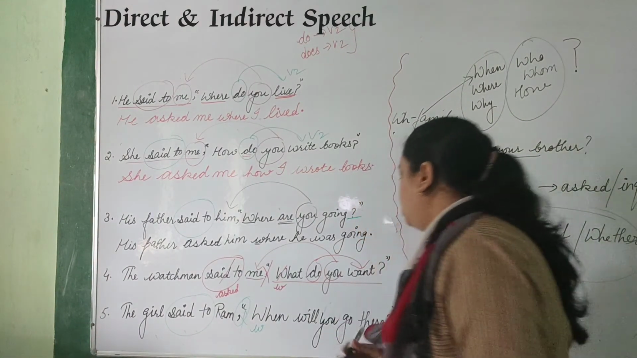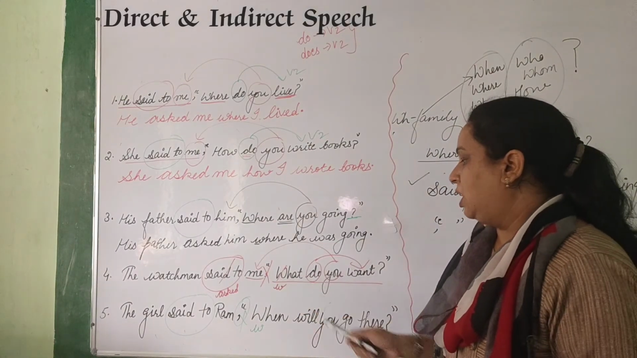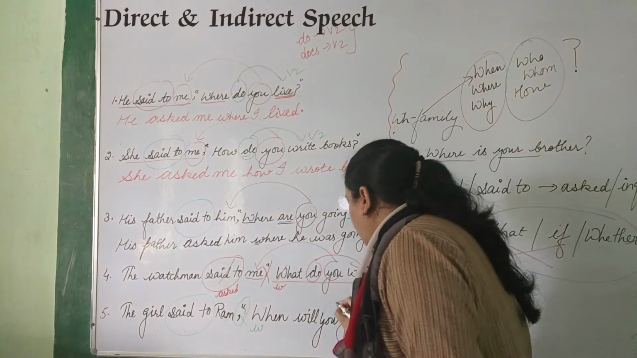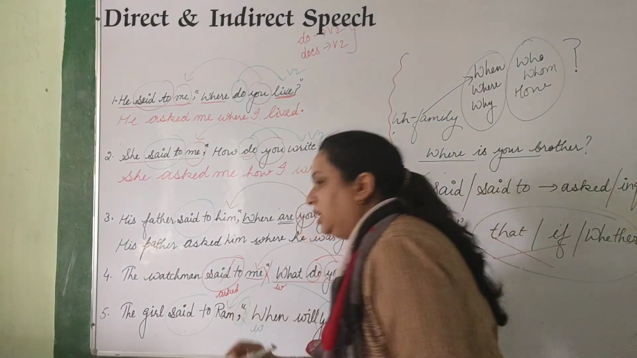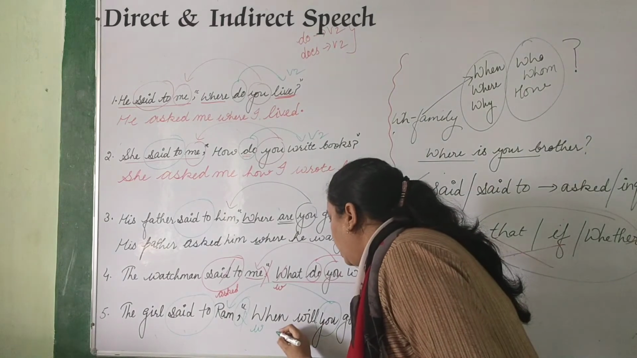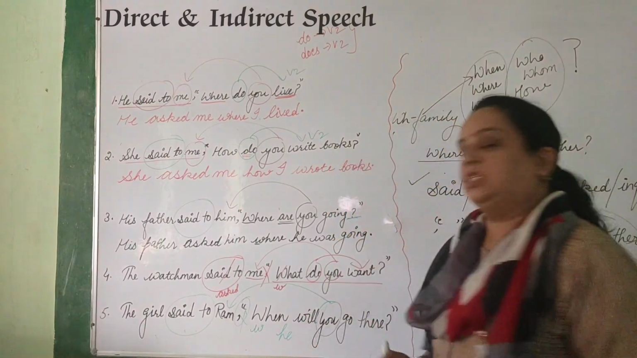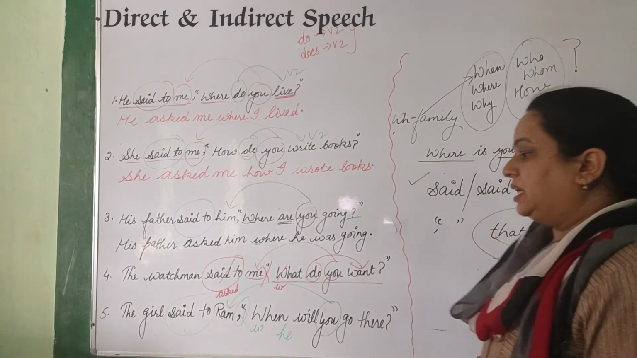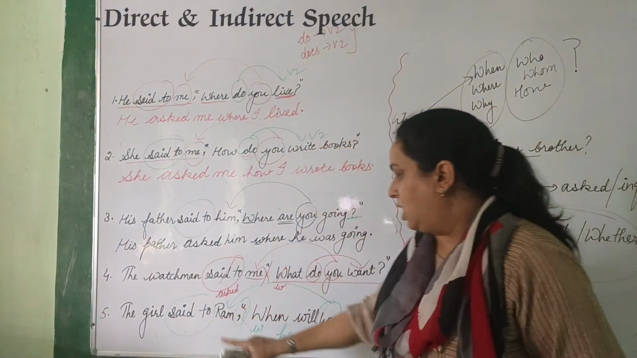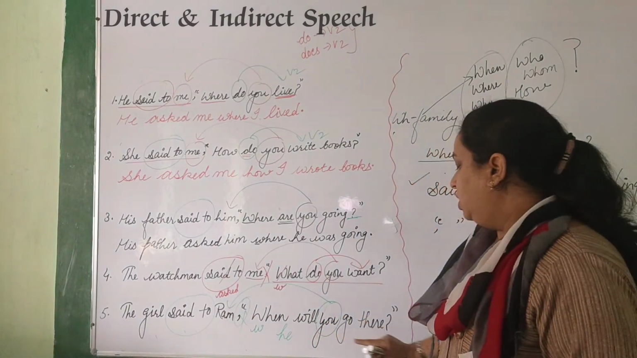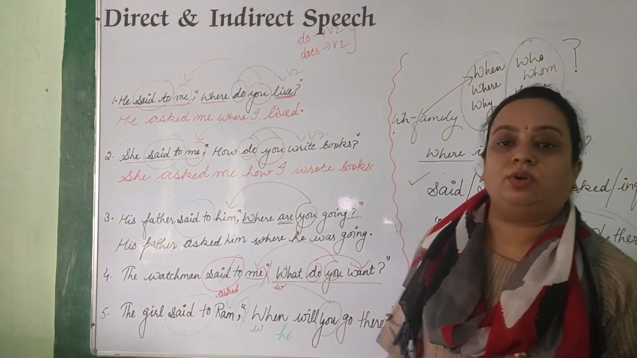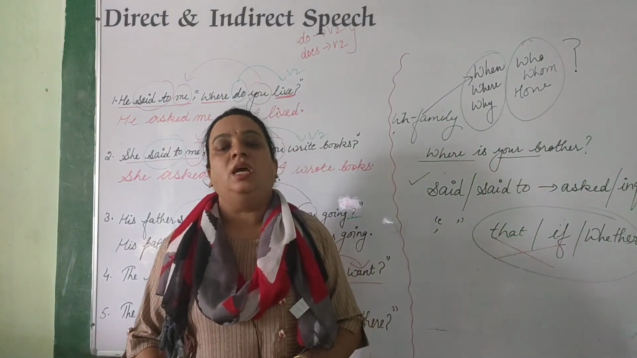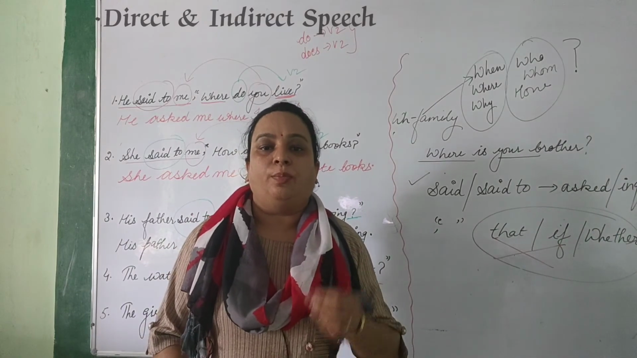In the question it will be you. Clear? So the girl said to Ram, when will you go there? So when, now this you have to change with Ram, and that is what? He. So when he will changes into would, okay? Would go there. So the complete answer is, the girl asked Ram when he would go there. When he would go there. So like this you have to change when the questions are given in WH family in reported speech.